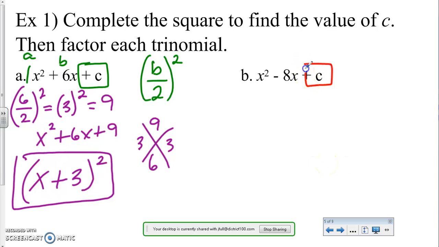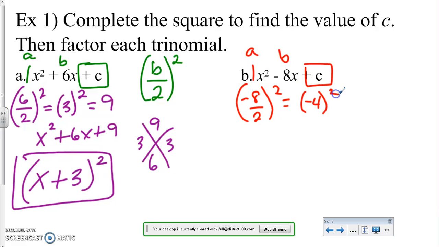Again, we're trying to find the c, and we're going to use a and b here. Actually, we're just going to use b. So we're going to take half of b, which is negative 8. So negative 8 divided by 2, which gives us negative 4. Negative 4 squared is actually positive 16. Make sure you put that negative 4 in parentheses when you type it in your calculator, otherwise it will mess up your answer. So our trinomial here is x squared minus 8x plus 16.